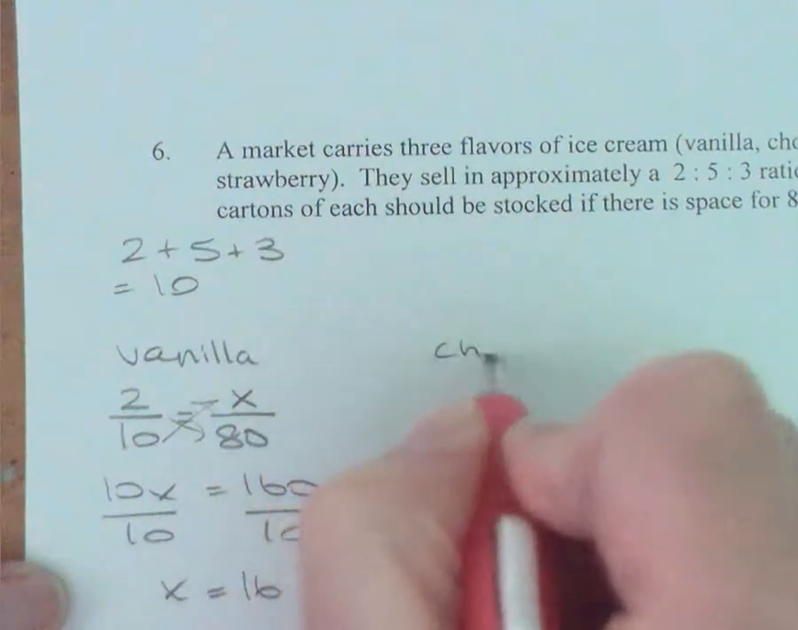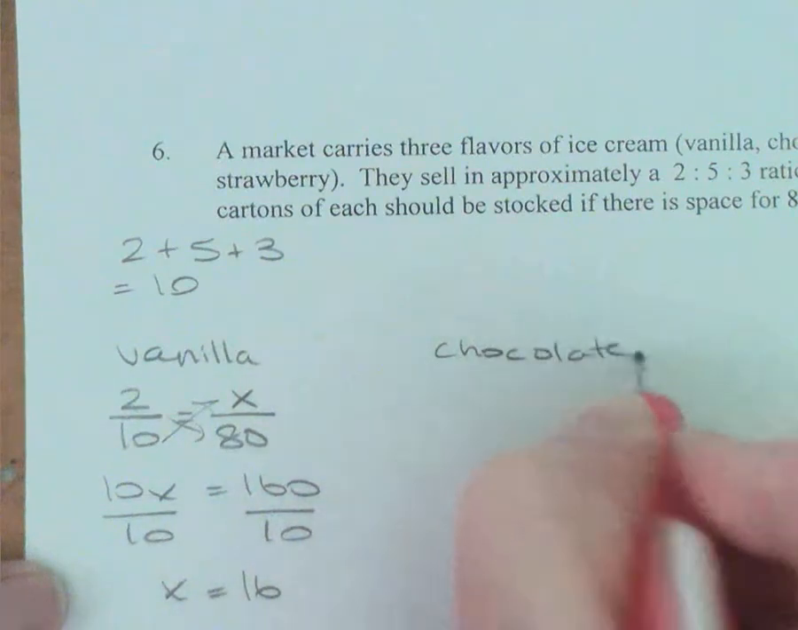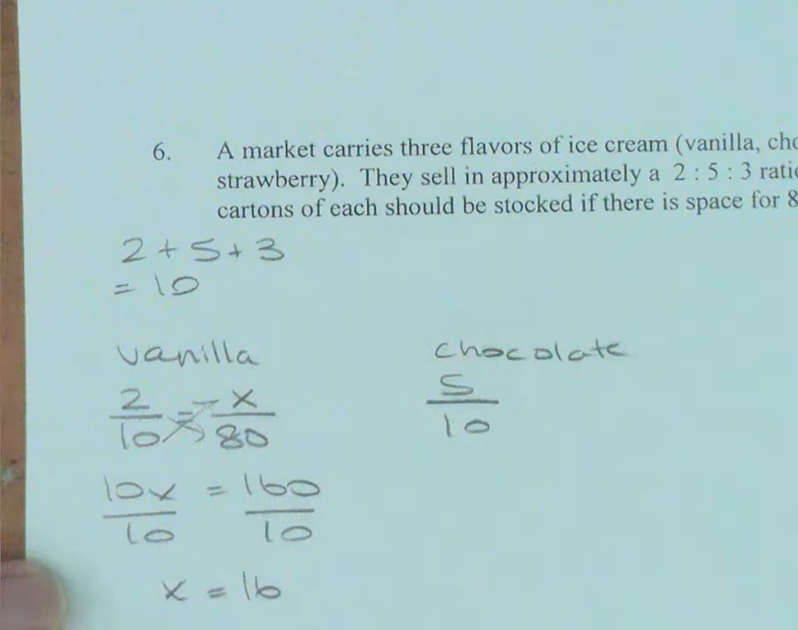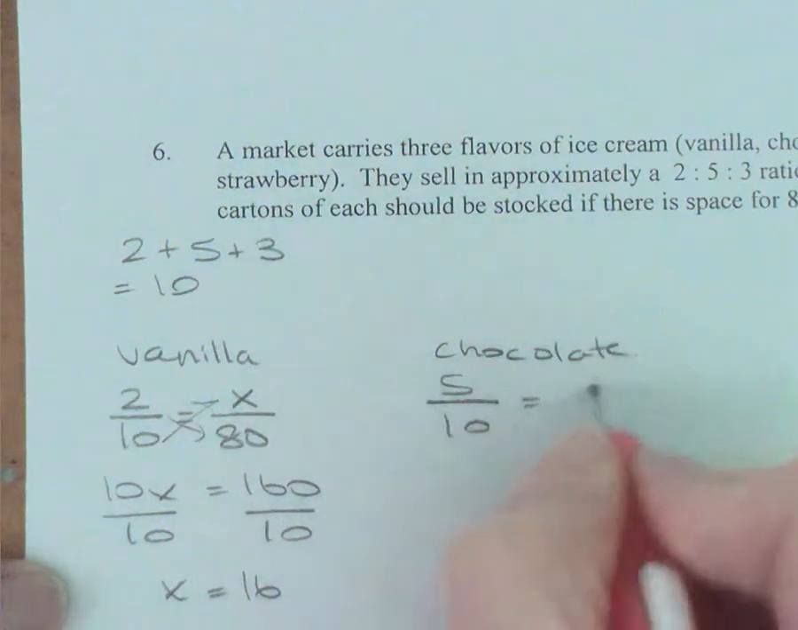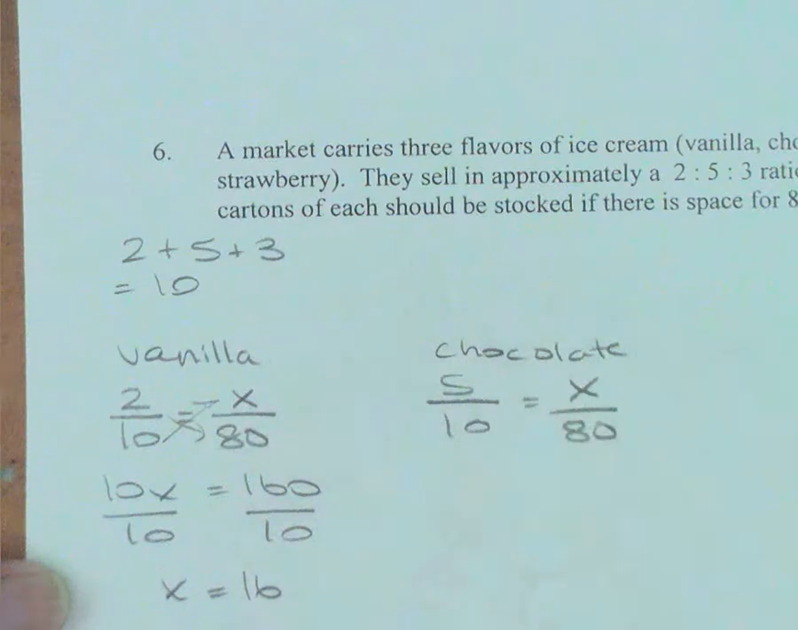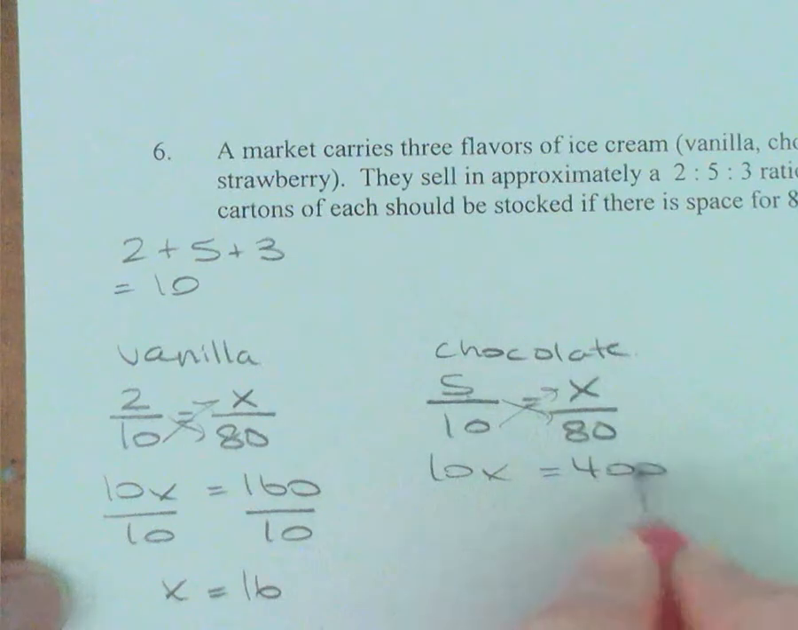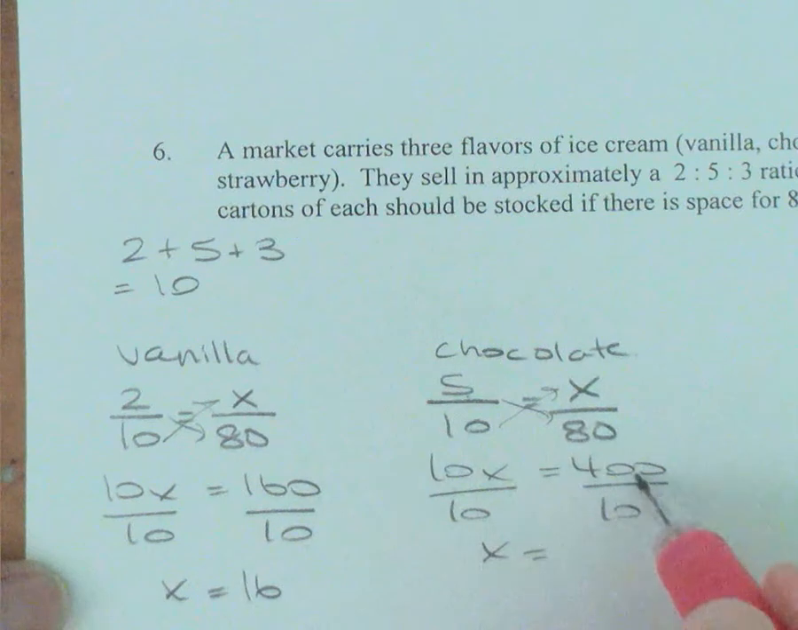I'm going to do chocolate next. So chocolate, there were 5 cartons out of a total of 10 in the smaller ratio. I want to know how many out of the 80 will be chocolate if they order that. So I'm going to cross multiply. So I'm going to get 10x is equal to 5 times 80, which is 400. Divide both by 10. 400 divided by 10 gives me 40.